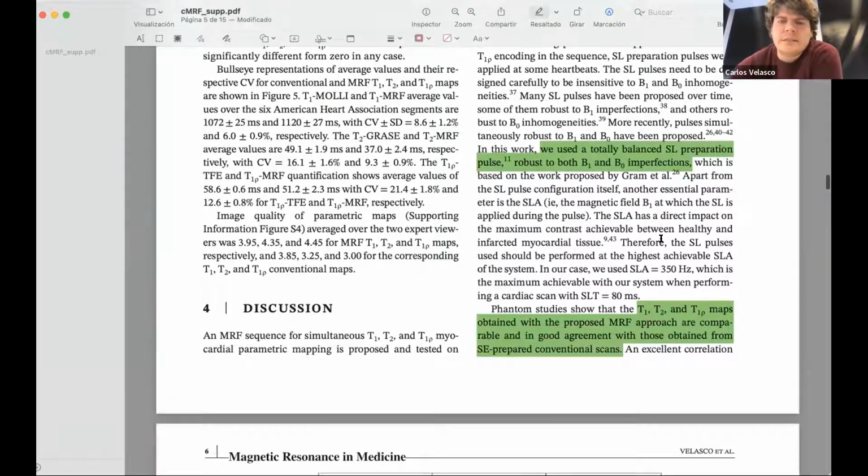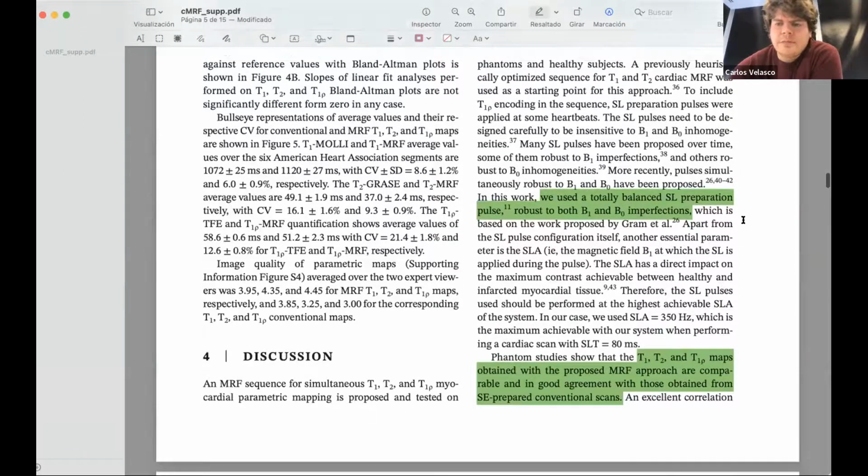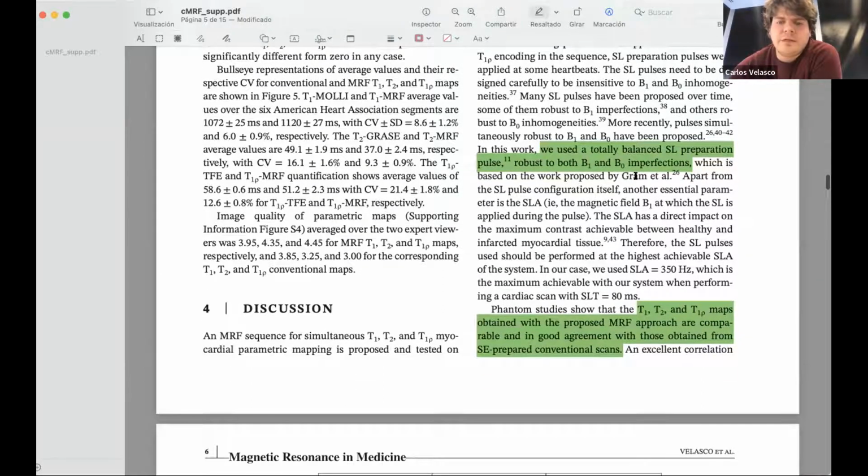And if we go to the discussion very briefly to finish this talk, there are some remarks I would like to make. For example, one of the things is that we use a totally balanced spin lock preparation. This is important because there have been in the past other works using other preparations which were not robust to either B1 or B0 inhomogeneities. This one was following the work of Graham et al. This was robust against B1 and B0 imperfections. And this would be helpful, especially in the case of higher fields. In this case, the scans were done at 1.5 Tesla, but this would be important for higher fields.